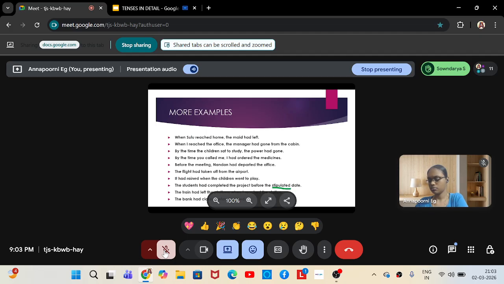Ma'am, what is the meaning of the word departed? Departed means to take off. It is mainly used in cases where a vehicle leaves a place or when a person leaves a place. So Nandan had departed the office means Nandan had left the office.